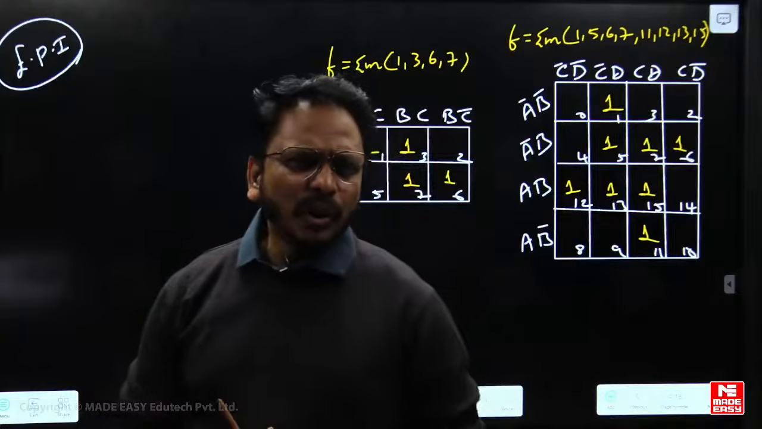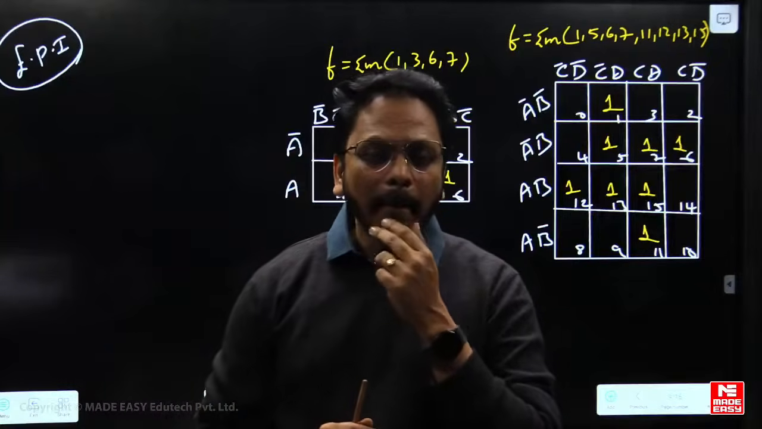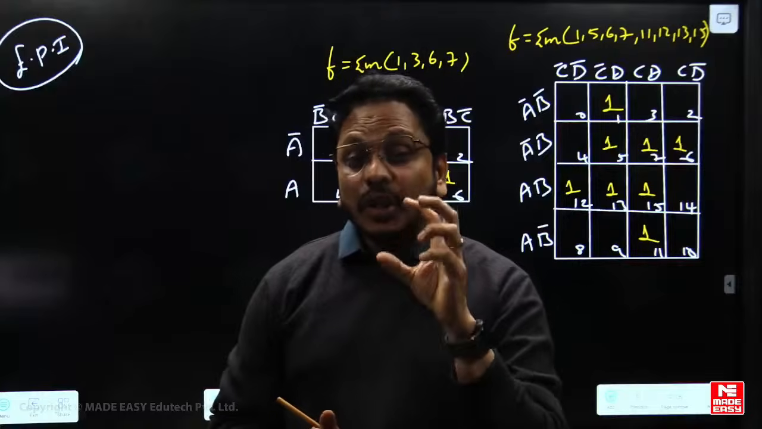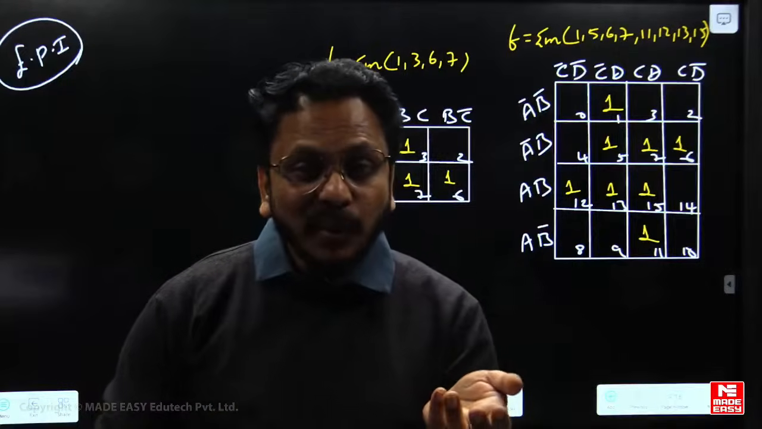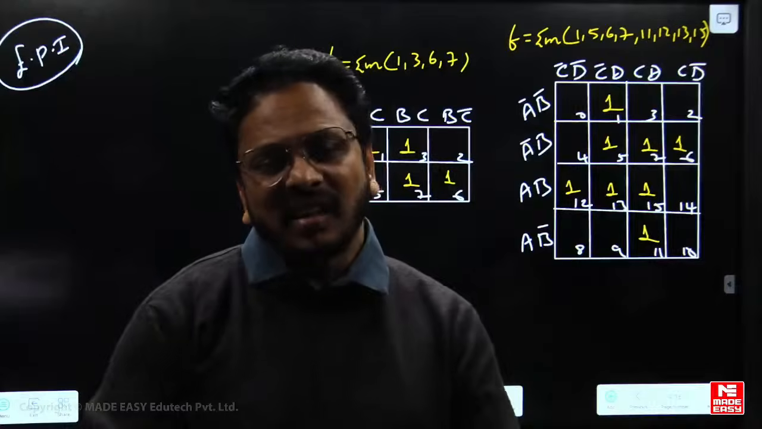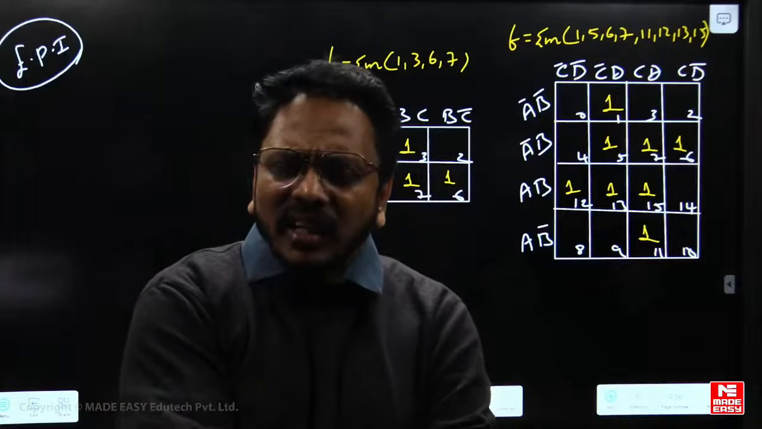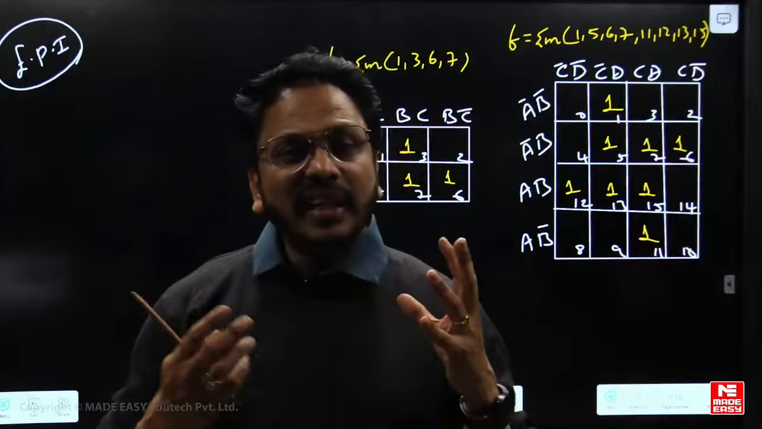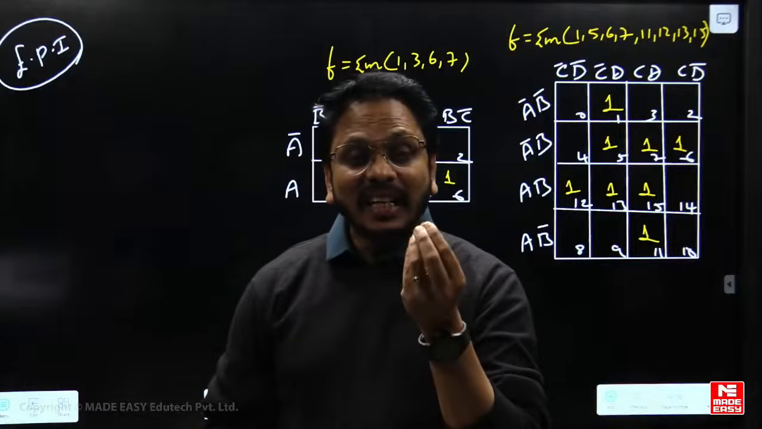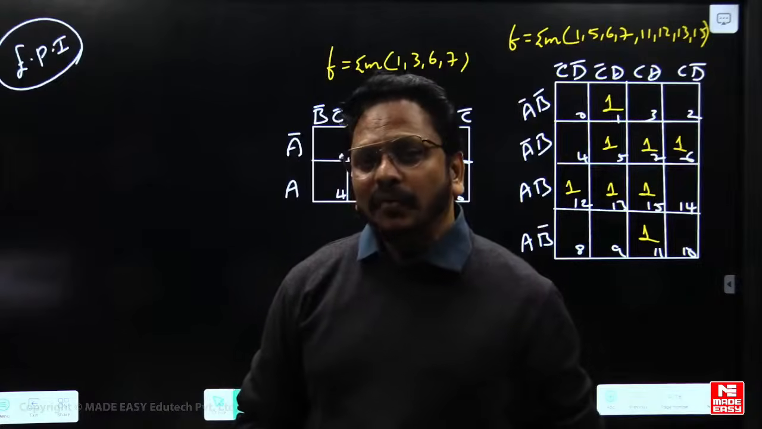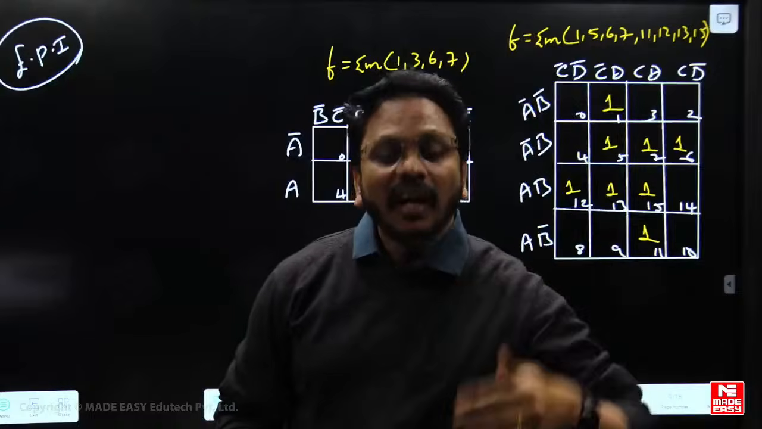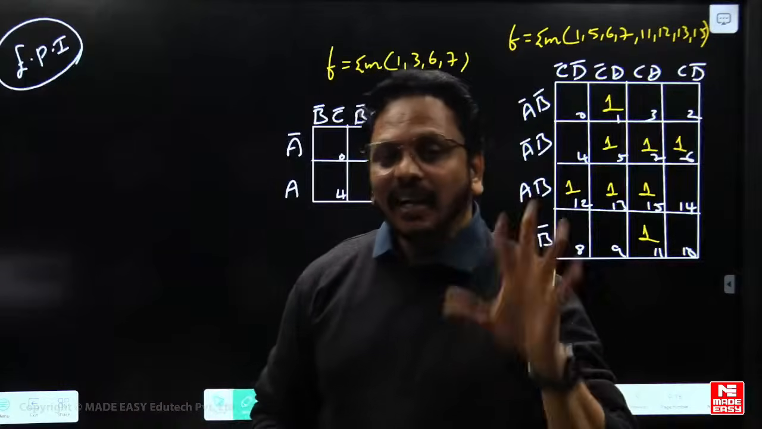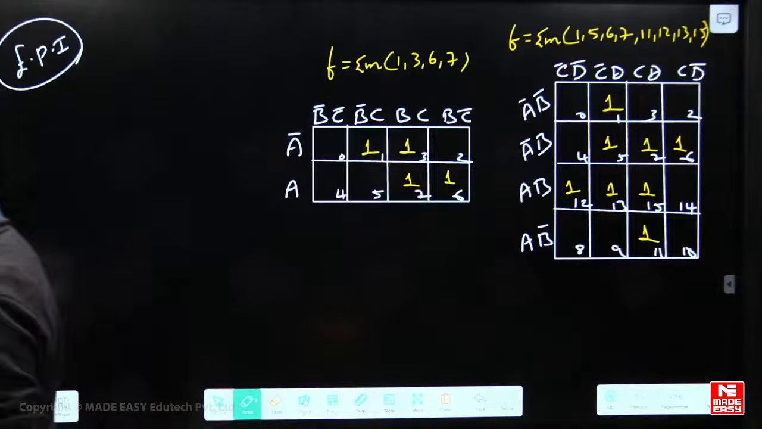Sir, higher order to the lower order means what, sir? First you should check for octet. If we are not able to get it, then go for the quad. If that is also not possible, then just go for the pair. If not even that, then for a single one, you should take the min term of that. That is the way you should follow: higher order grouping to the lower order grouping. In that manner we should follow. Is it okay? Right.